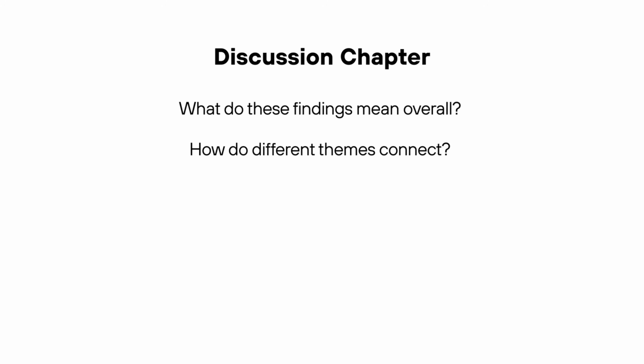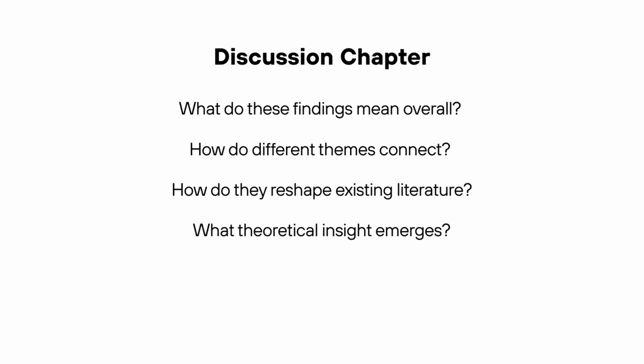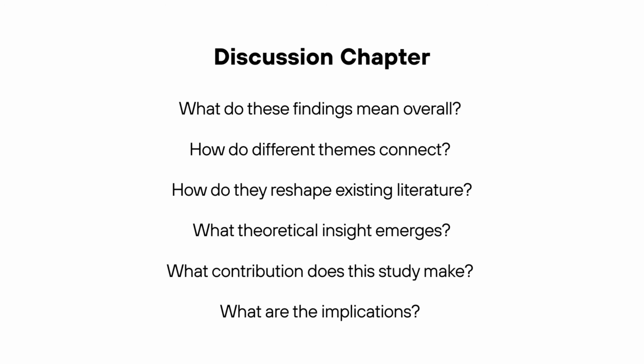So what is left for the discussion chapter if you've done that in the findings? Well, plenty. The discussion chapter is where you step back and ask these questions. What do these findings mean overall? How do different themes connect? How do they reshape existing literature? What theoretical insight emerges? What contribution does this study make? What are the implications? Your findings chapter said, here's what emerged. Your discussion chapter comes along and says, here's why that matters. That is the distinction that you need to understand.